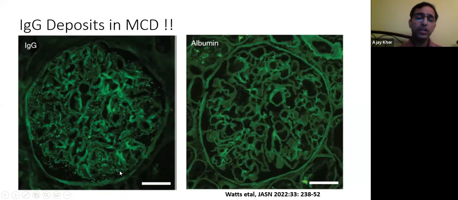And these are not protein resorption droplets because albumin stain doesn't show this punctate staining. So this is albumin. And so this is real IgG. So he's been writing about this, but most of the other pathologists note that immunofluorescence is negative because it's not the linear or the granular staining that we associate with membranous or other immune complex diseases. So this was more fine and more punctate.